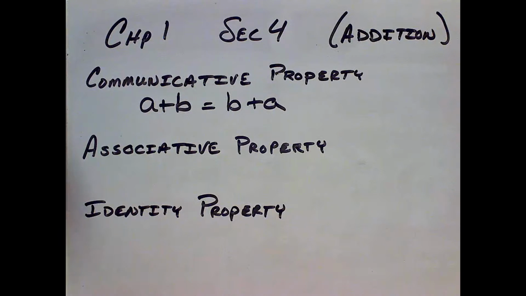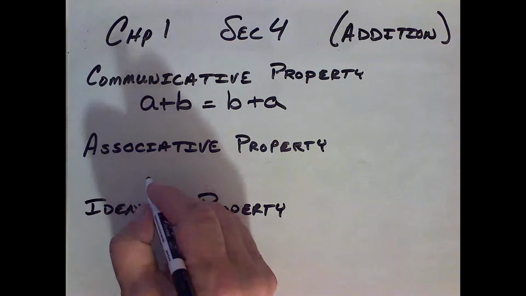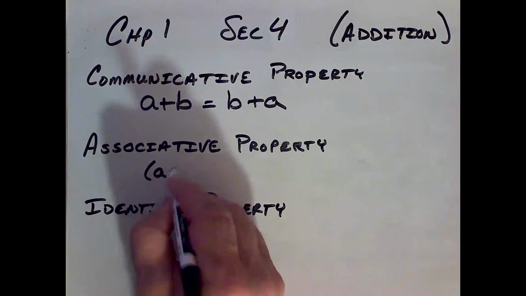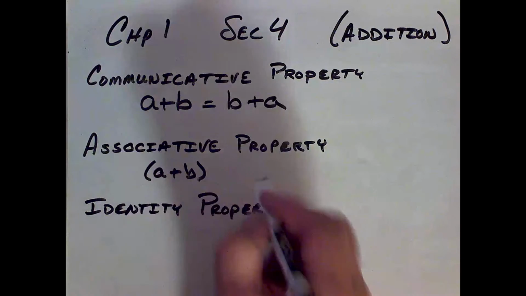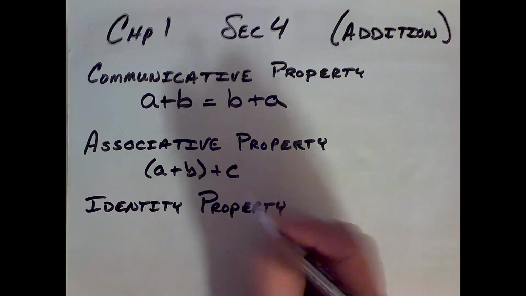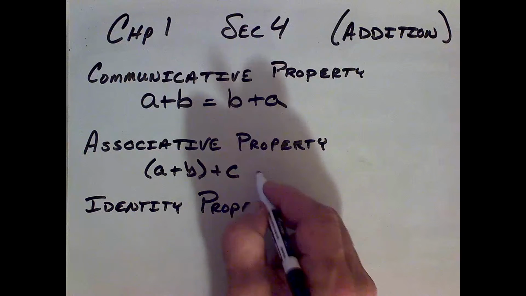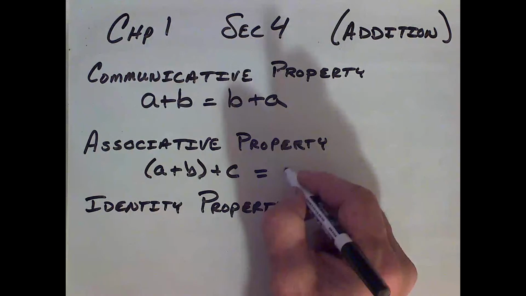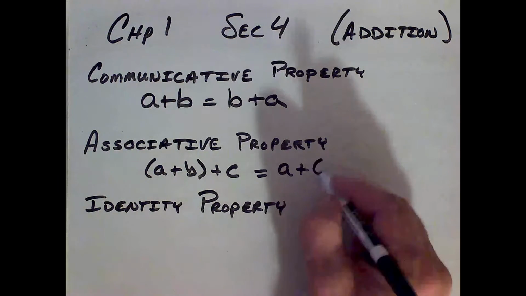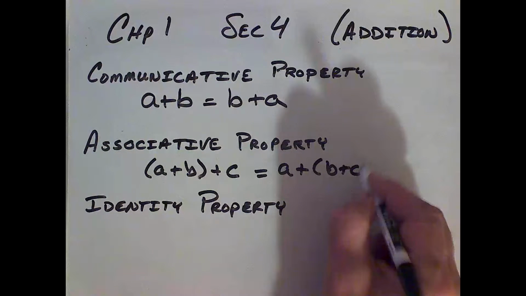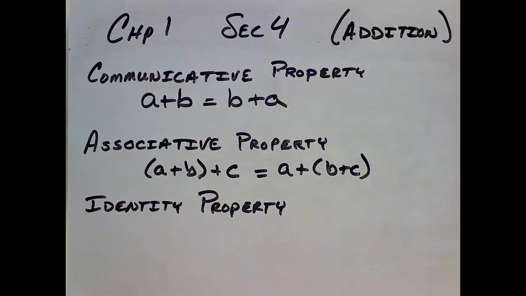The associative property goes like this. If I have (A + B) + C, in addition, I can just switch those parentheses around and say A + (B + C), and those would be equal to each other. It would be the same number. Now, this is just in addition right now. I want you to understand that.